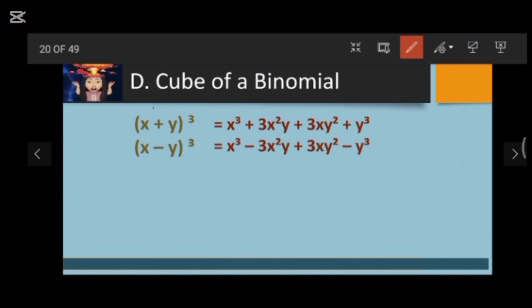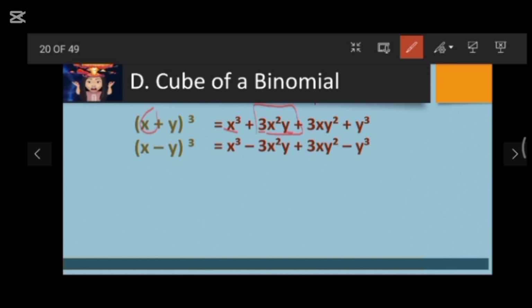find the cube of the first term, which is x. So we have x cubed. And the second one is to find the square of the first term and multiply it by the last term, which is y, and multiply it by 3. So we have 3x squared times y, or 3x squared y.